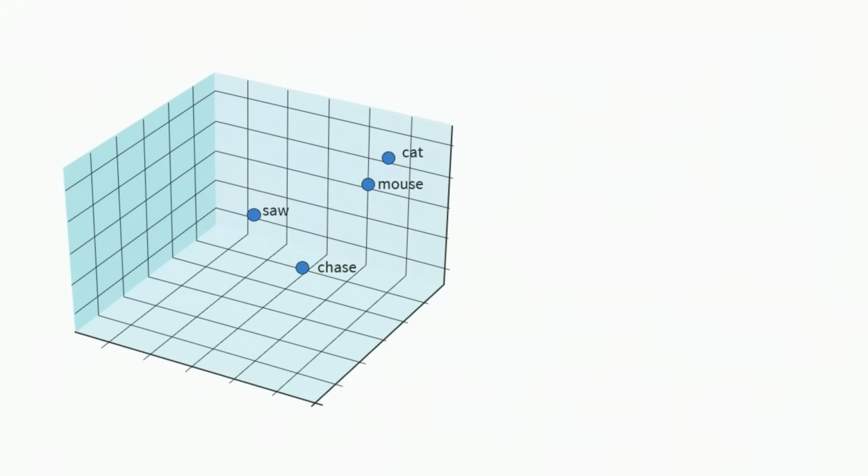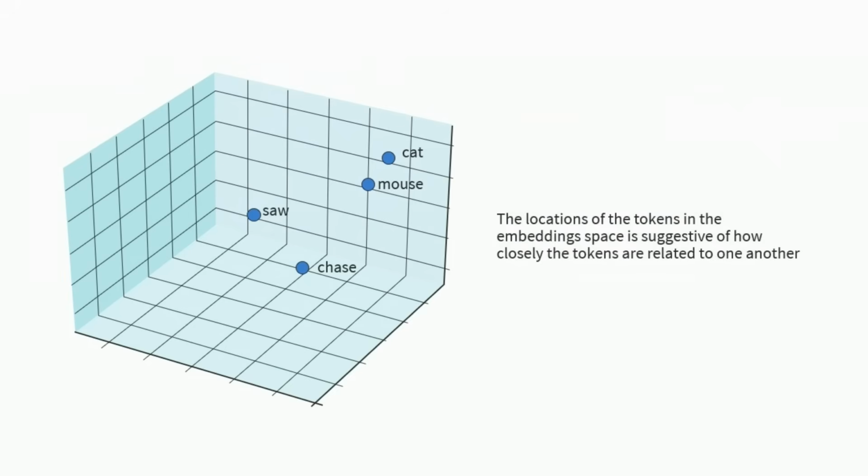From a graphical representation, the location of the tokens is suggestive of how closely related the tokens are. Real language models often have embeddings with significantly higher dimensions, typically ranging from hundreds to even thousands of dimensions. The choice of embedding dimensionality depends on the specific model architecture and the intended task. Larger dimensions typically allow for more nuanced and expressive representations of language, but also require more computing resources.